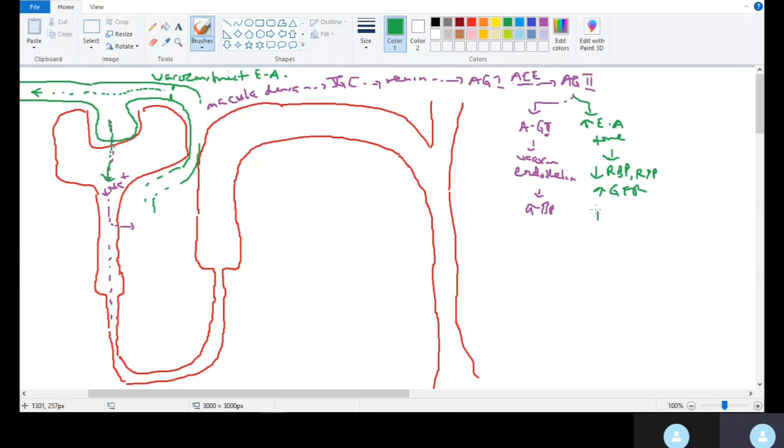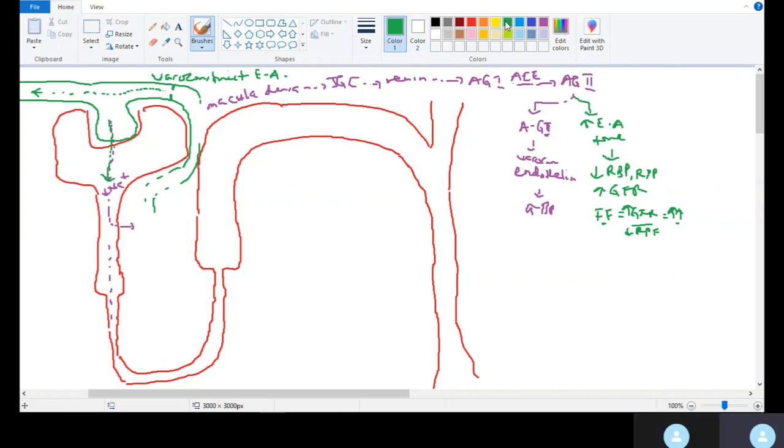What will happen to filtration fraction, which is basically GFR divided by RPF, renal plasma flow? That will go up. So remember, GFR goes up, RPF goes down. What happens to this guy? It's going to go up. Filtration fraction will go up. Does this make sense? Okay, awesome. So that's that.